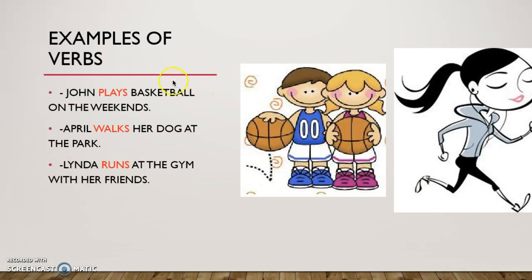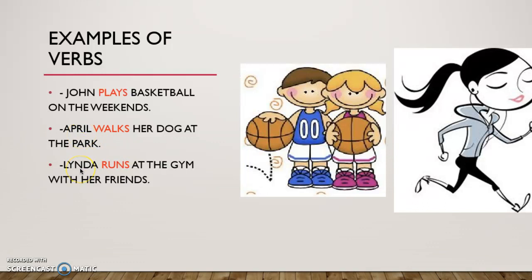Some examples to help students understand what a verb is are right here. John plays basketball on the weekends. Plays would be the verb because John is currently playing basketball on the weekends. That's his action that he is doing at the moment. Another one would be April walks her dog at the park. Again, walks, to walk is the verb, and it's currently what April is doing.